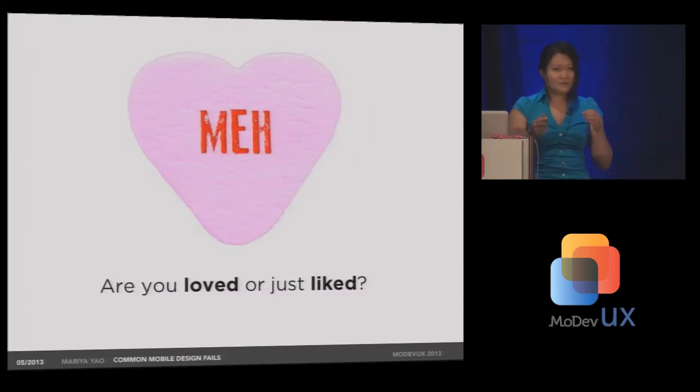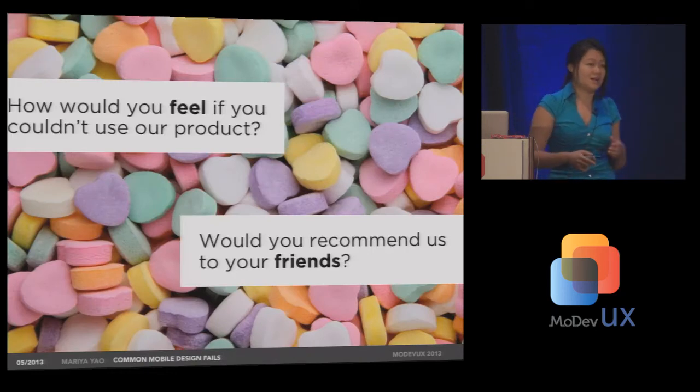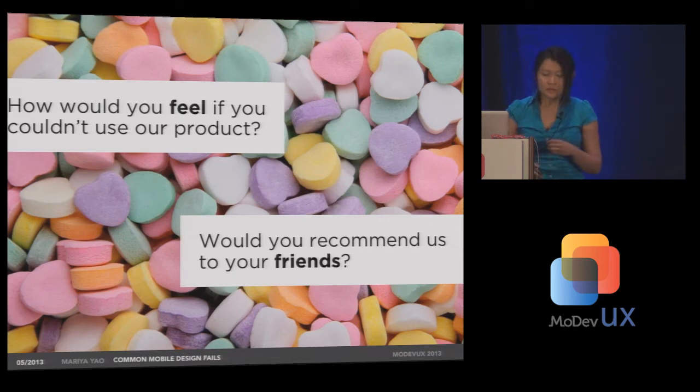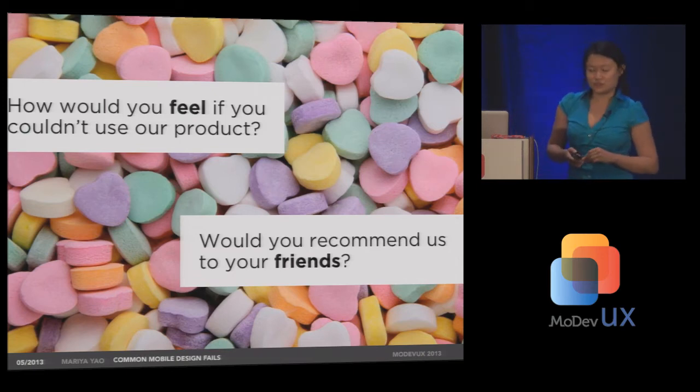The last big strategic mistake I see is building products that people like, but that don't really love, and then not being able to tell the difference between the two. So there are two really important questions that I like to ask if you have a product and you're not sure whether people like it or love it. The first question is, how would you feel if you couldn't use our product? The second question is, would you recommend us to your friends?